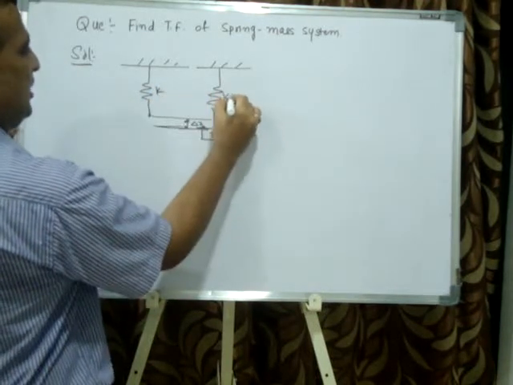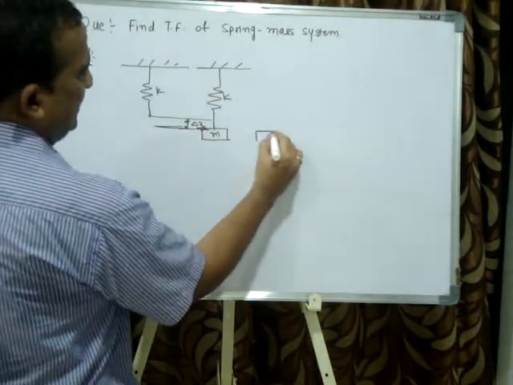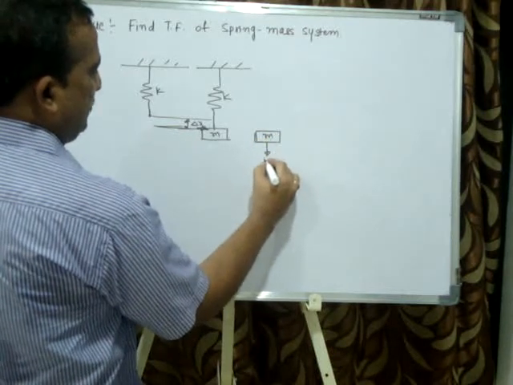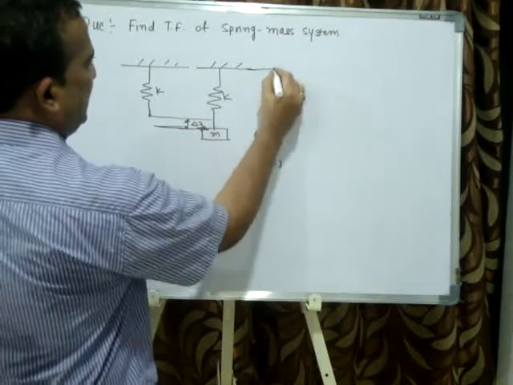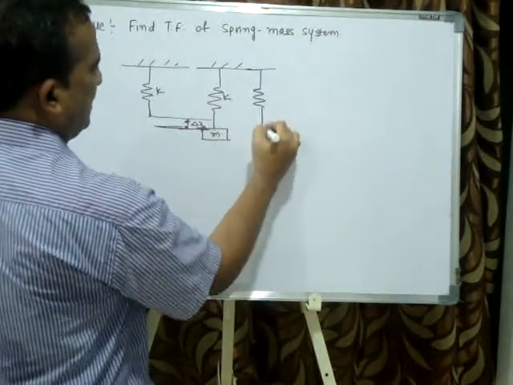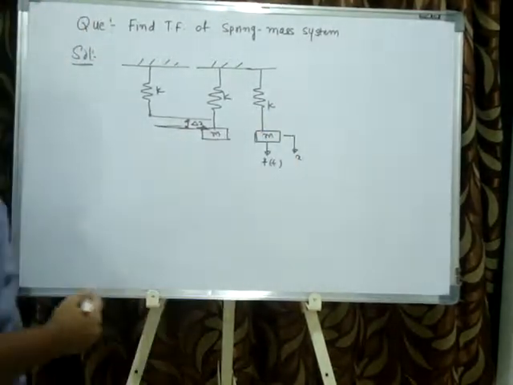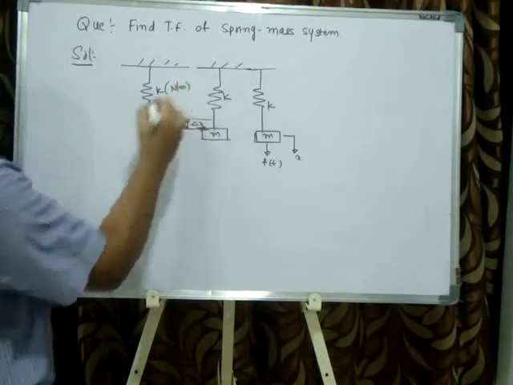K. What is meant by K? After that I apply an external force F of t. Then it starts oscillating by x. So here K is the stiffness of the spring, in Newton per meter. What is a Newton per meter?